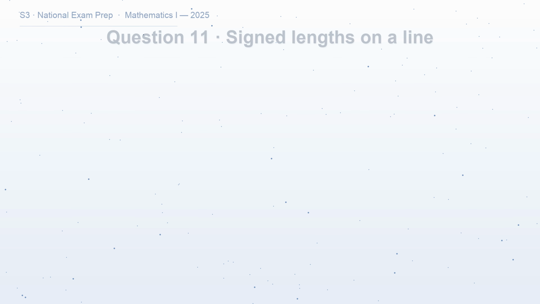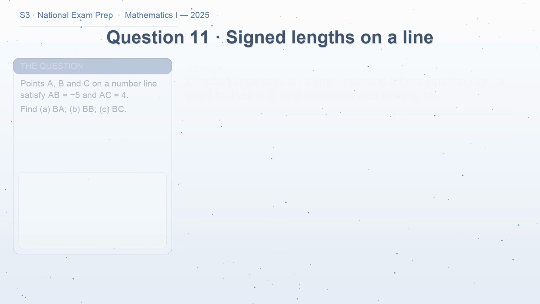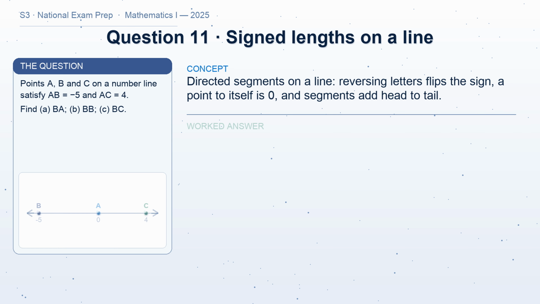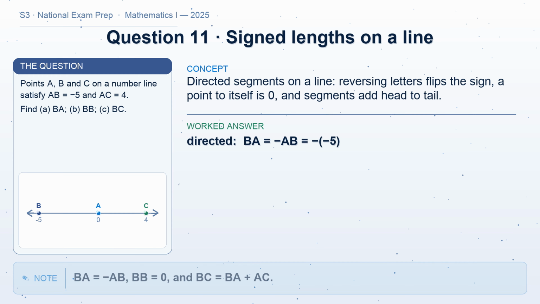Question 11. On a number line, the directed length AB is minus 5 and AC is 4. Find BA, then BB, then BC. A directed segment is the coordinate of the second point minus the first. So reversing the letters flips the sign, and segments add head to tail.